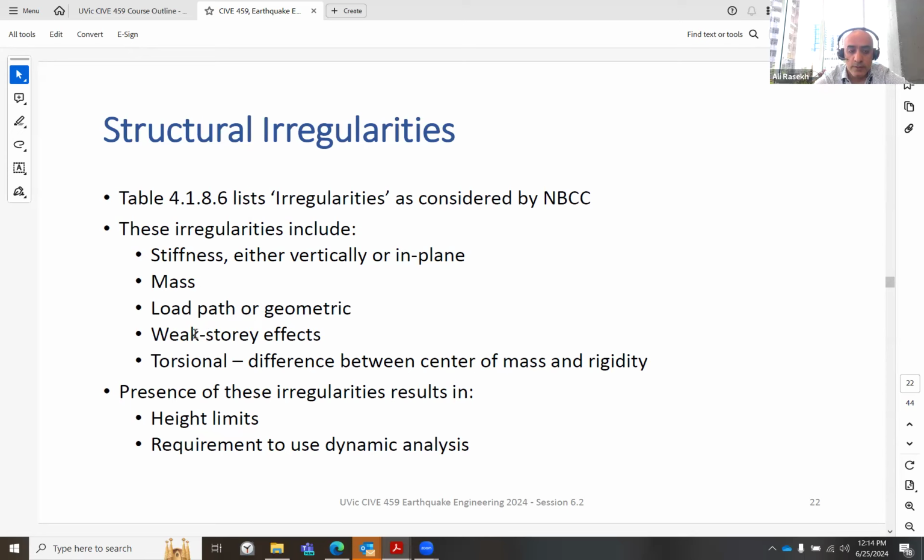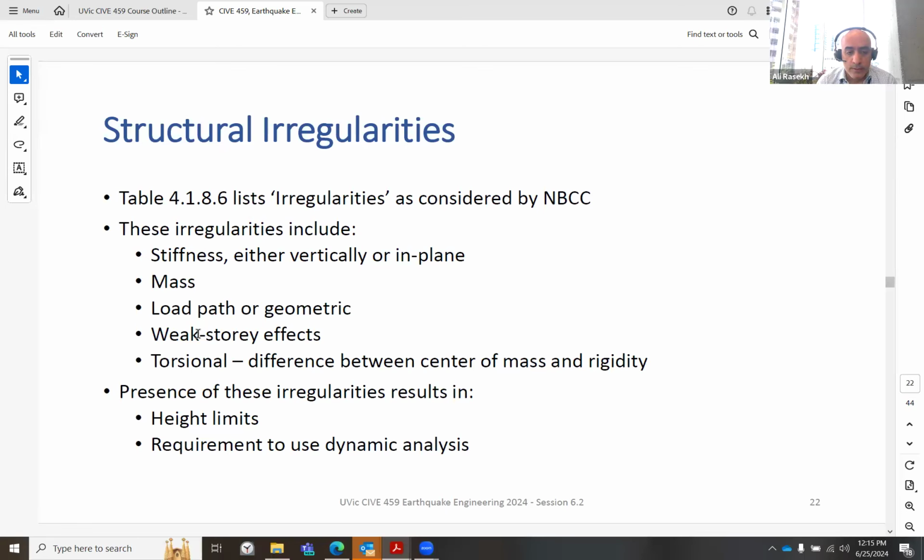Weak story effect, when a story is suddenly designed to be very weak, especially at the mid height of a high rise. Maybe they need a lot of openings, and then suddenly they don't use braces. Then that story has become weak, and therefore irregular. Torsional, meaning that the center of gravity and center of rigidity are not the same, which we have mentioned previously, but we will emphasize it again.